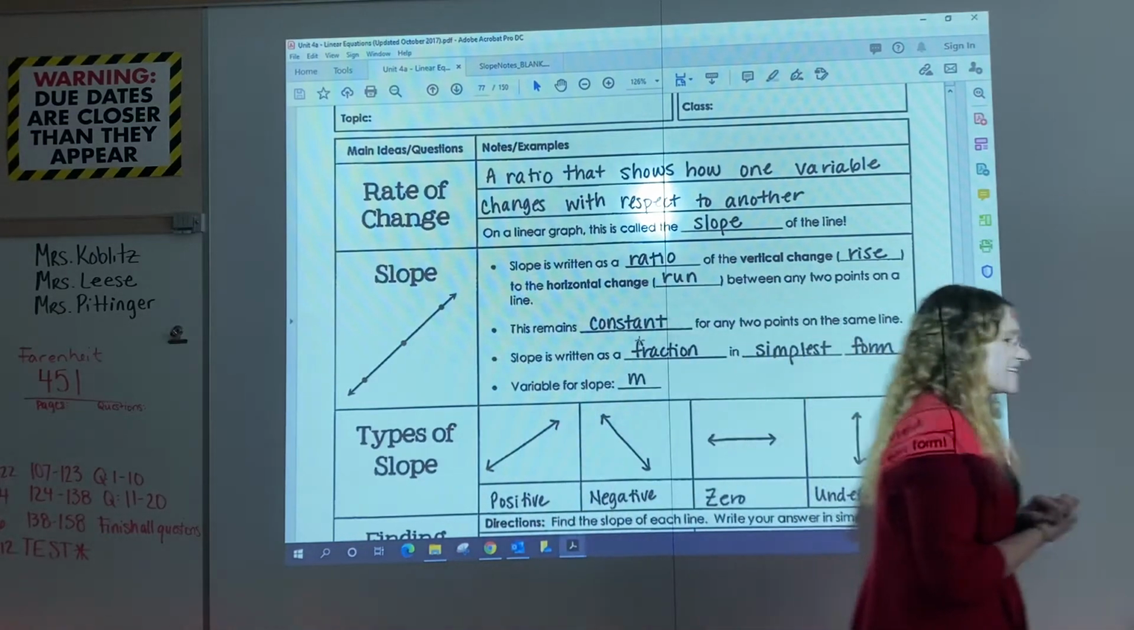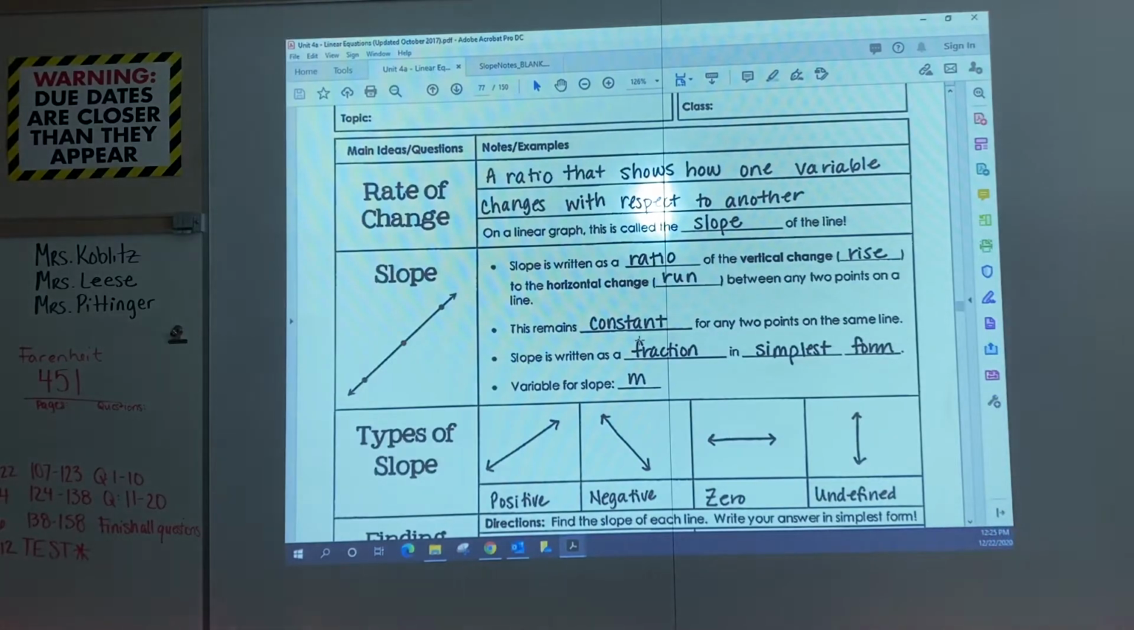Go ahead and take a second to copy that down, please. If you need to pause the video, feel free to do so.